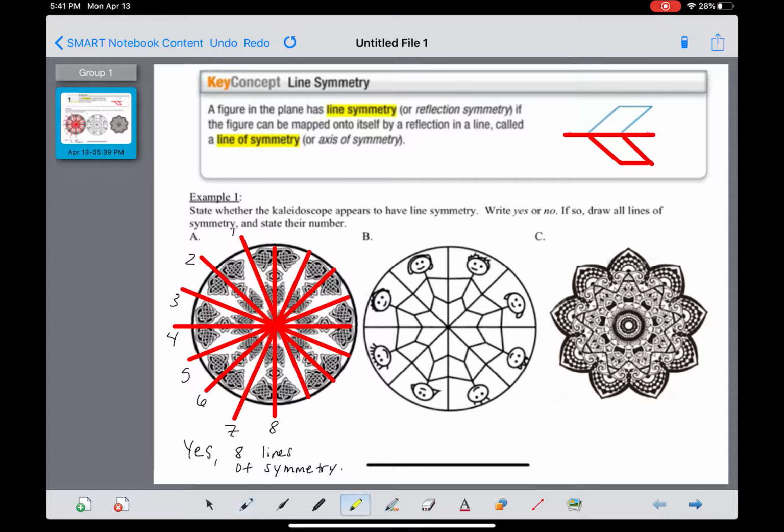B does not have line symmetry because if you look at all the people, not a single person matches. That means no matter what line I draw, if I were to fold this image in half, every detail will not match up because of the fact that the people have different hairstyles. C does have line symmetry, has a total of 9 lines of symmetry.